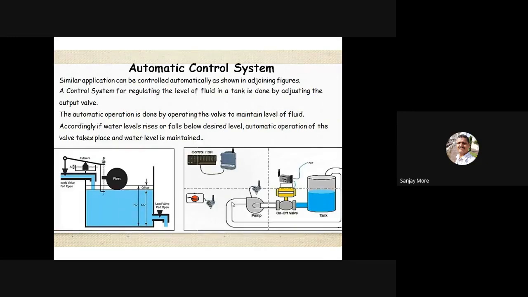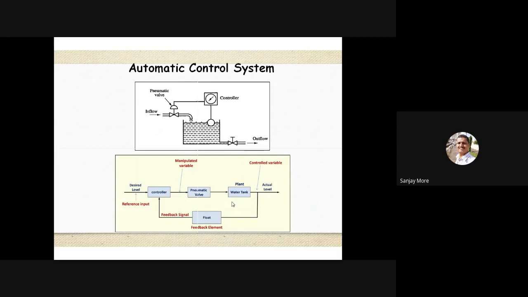Then give the heading automatic control system, and draw this diagram under the heading automatic control system. Draw this diagram of the automatic control system.